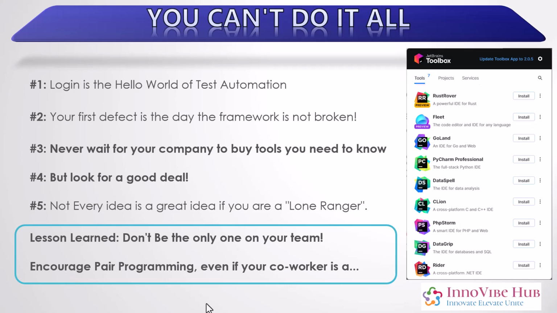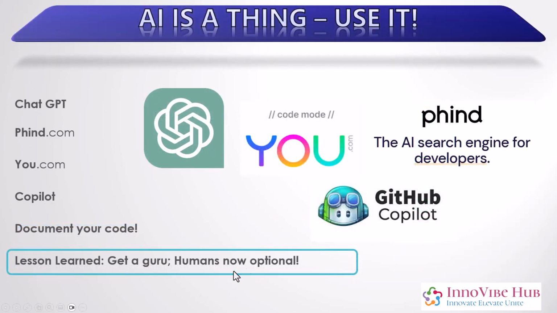But if you are the only person on the team, your coworker might be a robot, an artificial intelligence. And there's a whole bunch of stuff out there. There's ChatGPT, Find.com, You.com, Copilot. Gemini is a new one that's out there. They just changed the name. My lesson over here is just make sure you get yourself a guru. Humans are really great, but if you have to, don't be afraid of AI.